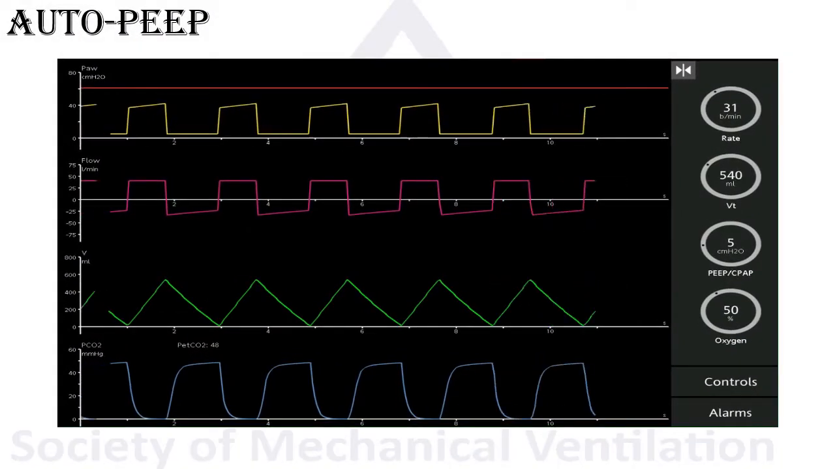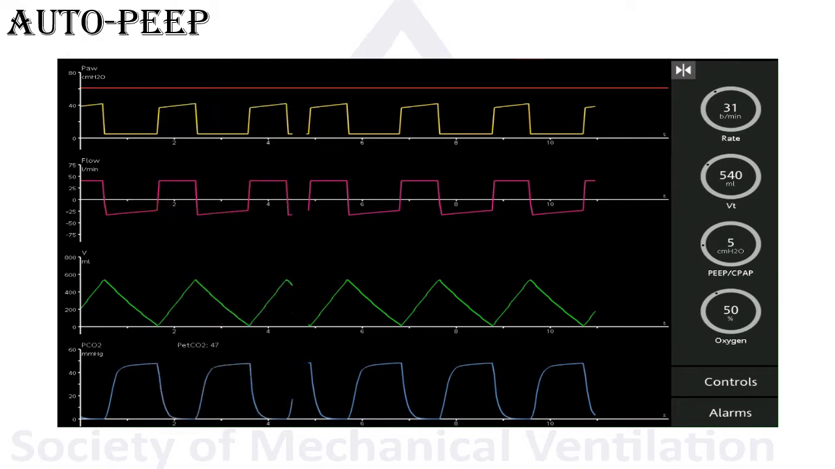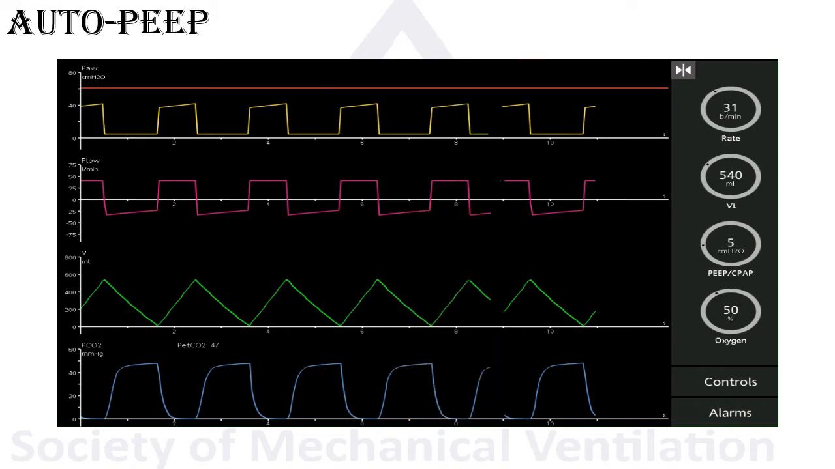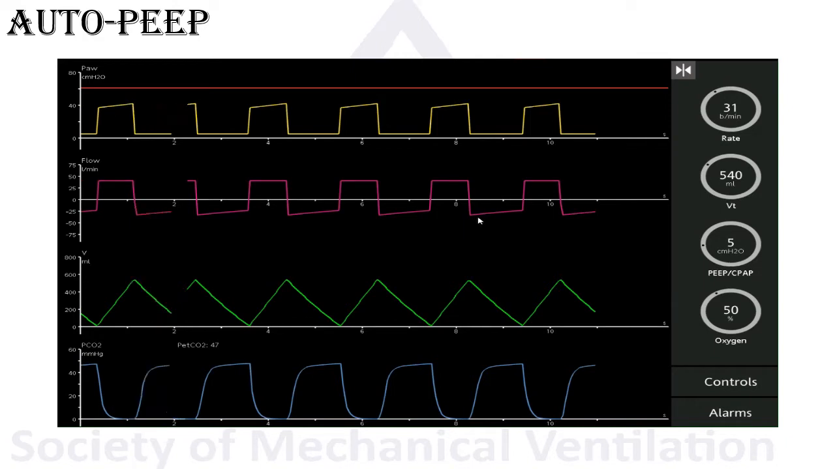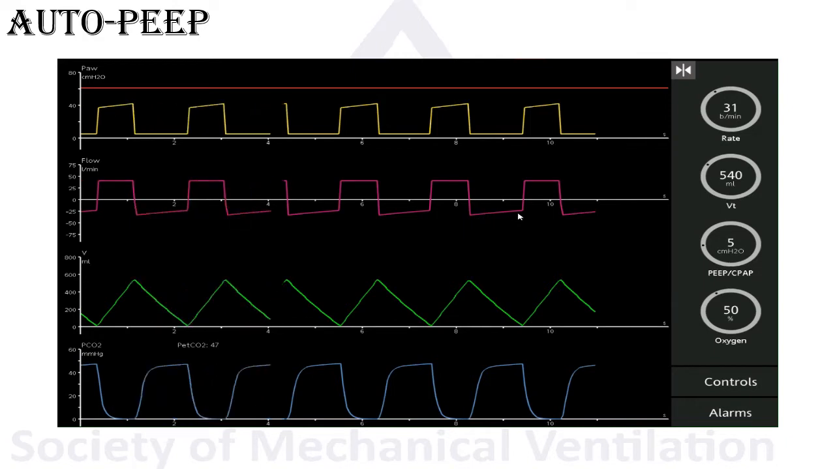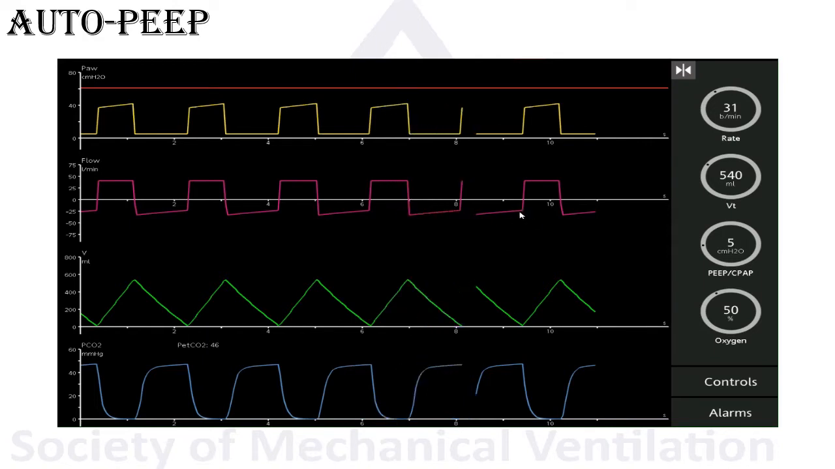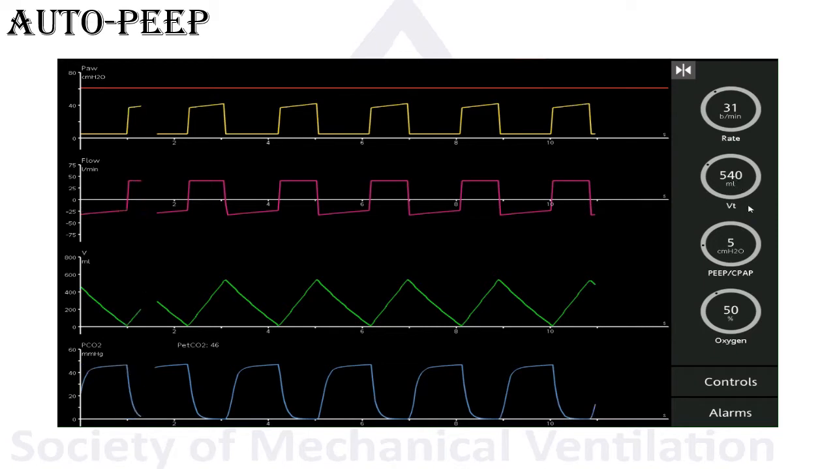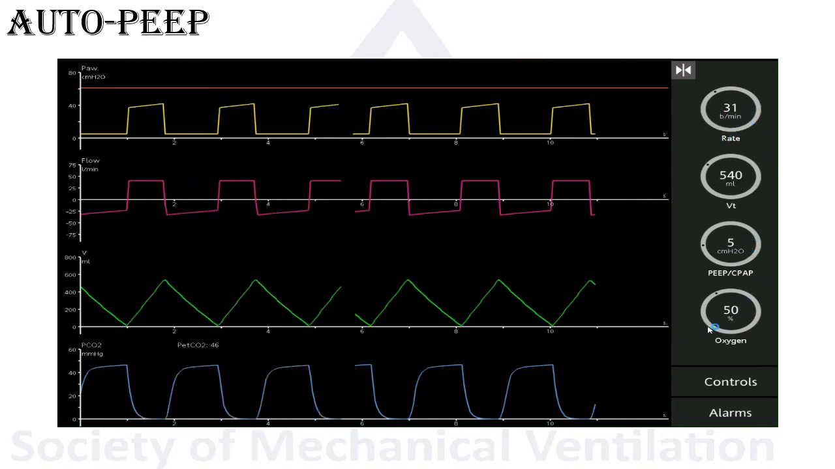We'll talk about the expiratory flow and the importance of detecting auto-PEEP, as we talked about in the previous slide. So this is a patient with COPD, and again, as we talked about, you can tell because the expiratory flow is very gradual, slow, and this is a patient on a volume controlled mode, tidal volume 540, PEEP of 5, and he's breathing fast at 31.